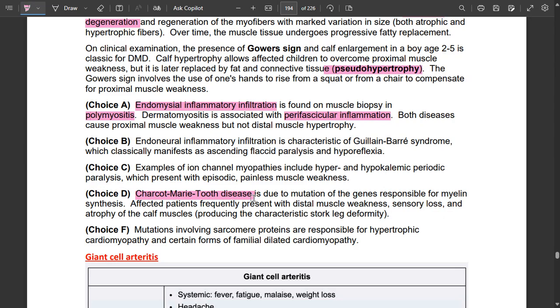Mutations involving sarcomere proteins are responsible for hypertrophic cardiomyopathy and sometimes familial dilated cardiomyopathy. So familial dilated cardiomyopathy or hypertrophic cardiomyopathy can occur if mutations involve sarcomere proteins.